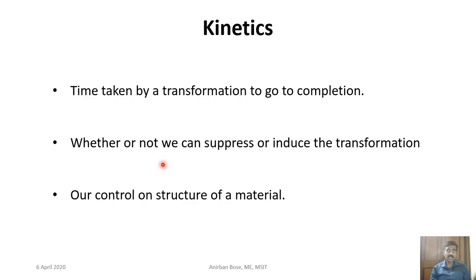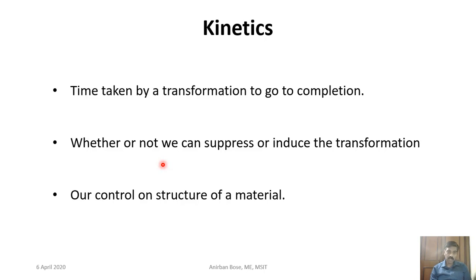Or in some cases we find that the transformations are very fast, and we do not want that kind of transformation, so our objective there is to suppress the transformation. We will see whether that is always possible or not. In some cases maybe it is possible, in some cases not. So these are the important things. When we know the kinetics very well, then we can do this kind of manipulation.